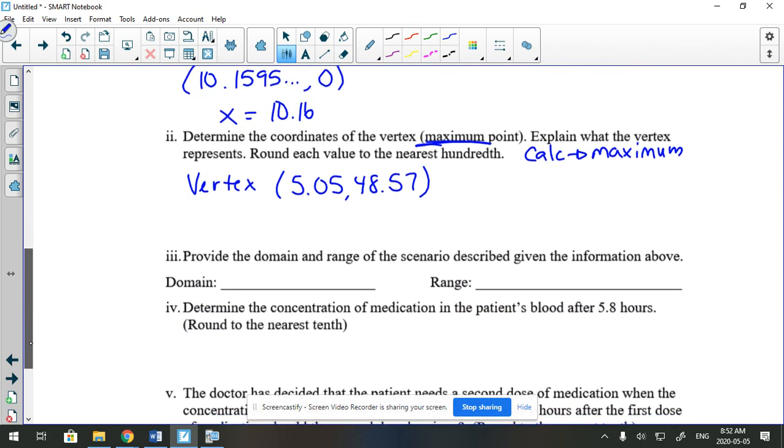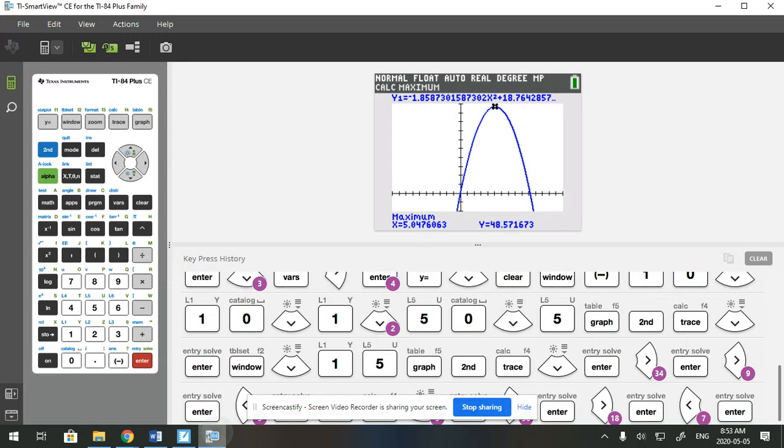Okay. Provide the domain and range of the scenario described given the information above. Your domain always pertains to your x values, all your applicable x values. Looking at my graph, if it was just a plain old parabola, I'd say x belongs to R, because those lines keep going down and over, wider and wider forever. But in the context of the question, it doesn't make sense to have x values that are negative, right? Time is not going to be negative, and it doesn't make sense that your medication is going to be less than 0 in your blood.